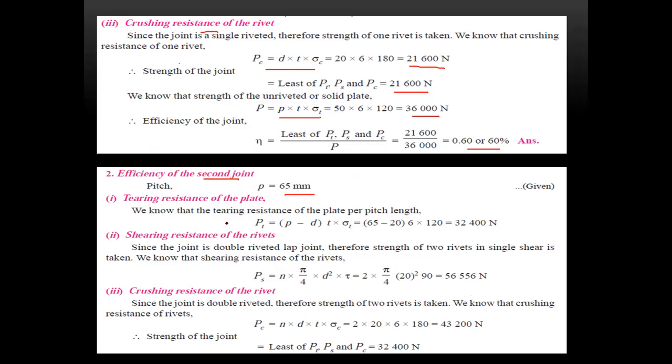Same tearing resistance, PT is equal to p minus d into t into sigma t. That is 32,400 Newton. Now the shearing resistance of the rivets, PS, is equal to n into pi by 4 d square into tau. That is equal to 56,556 Newton. Crushing resistance of the rivet, PC, is equal to 43,200 Newton. Therefore, the strength of the joint is the least of PT, PS and PC, and this one is the least.